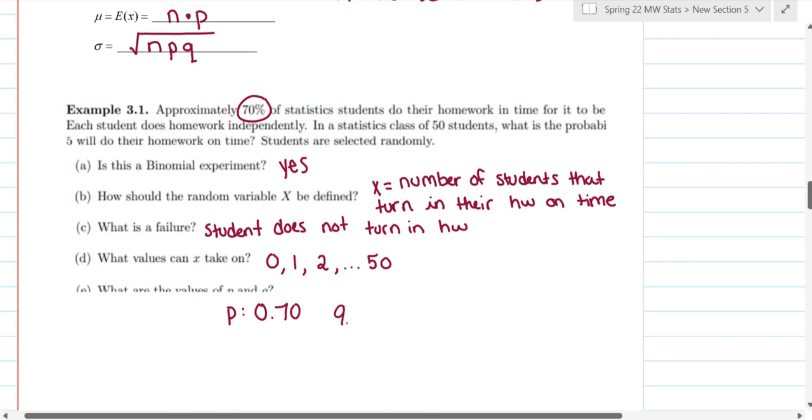Which means Q is the percent of students that do not turn their homework in on time. That's not given, but we can find it. What is it going to be? 30%, because if 70% turn their homework in on time, 30% do not. So 1 minus 70, 30.